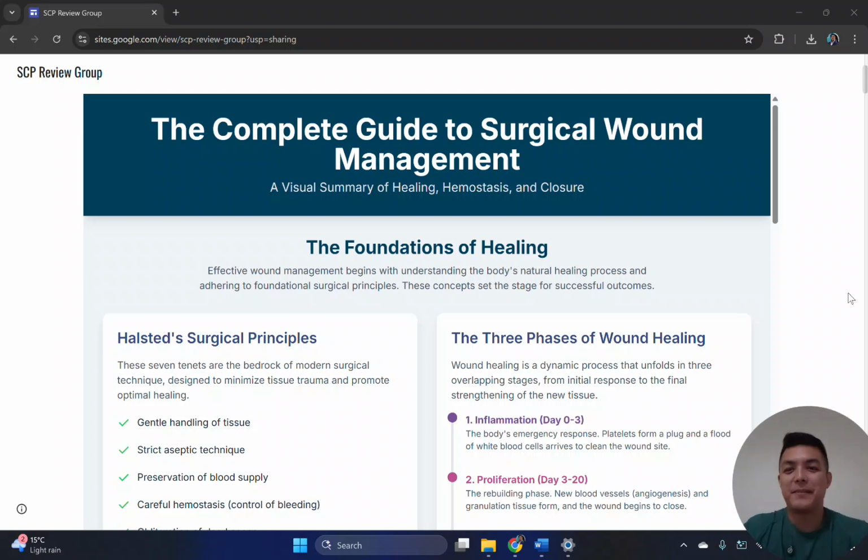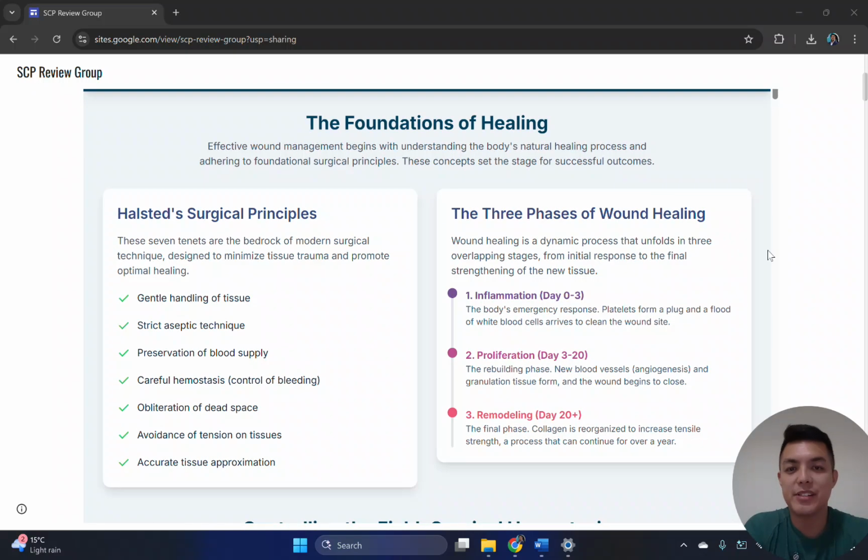Let's go. So first one, this is a website that I've created for trainee SCPs. It's not extensive. Disclaimer, it's not an extensive reviewer, but it should equip us with basic stuff. So first one, the complete guide to surgical wound management. So this is just a visual summary of healing, hemostasis, and closure.